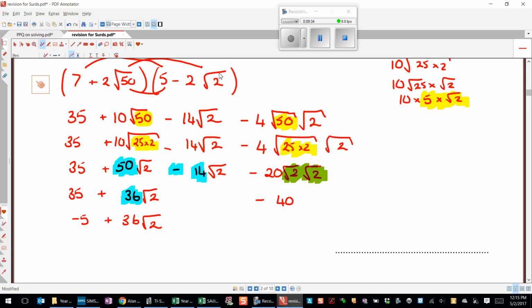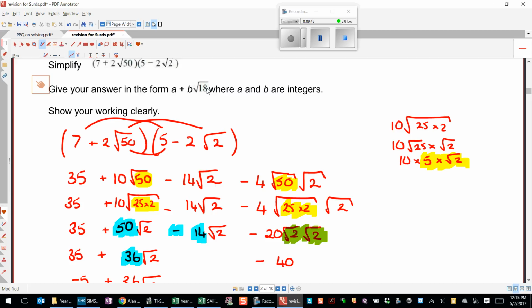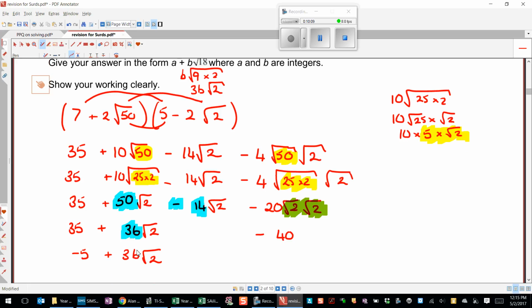So let's just go back and review the answer. It says we need a plus b root 18. Now, what we can do is, because root 18 is 2 times 9, I'm going to do 9 times 2, just to put the square number first. So that would be 3b root 2. Now we've got that it looks exactly the same, 36 root 2.